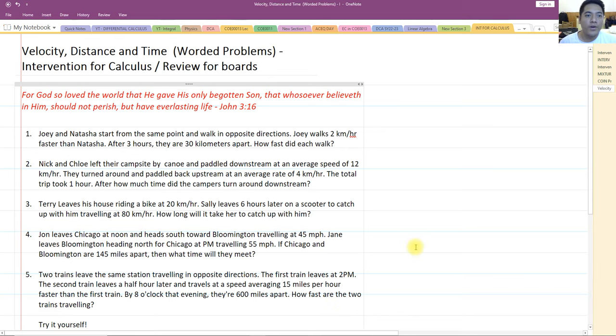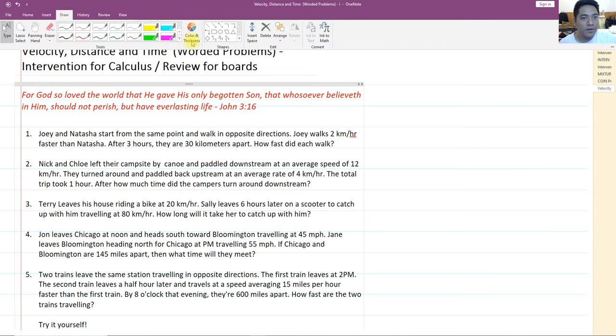Hi, so for today, we are going to talk about velocity, distance, and time worded problems. This is still a part of our series with intervention for calculus or can be used for the review for the board exam.